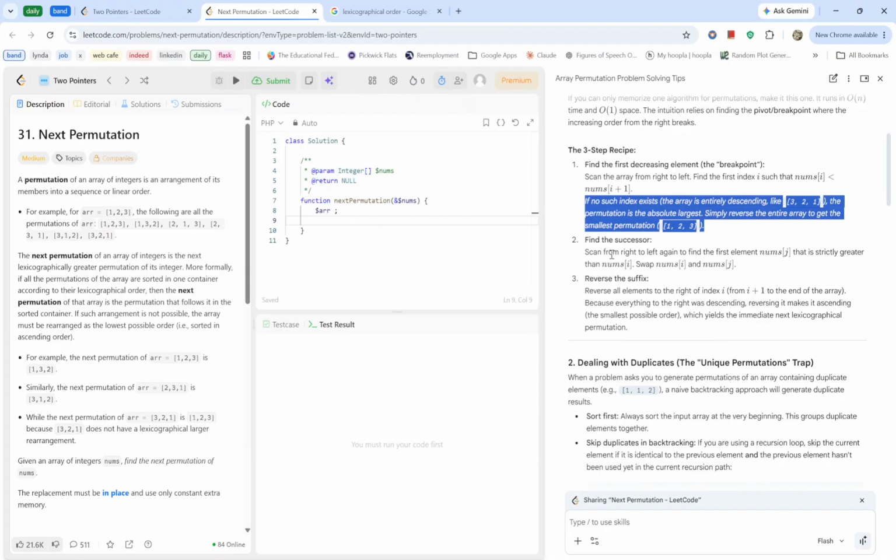Find the successor. Scan from right to left again to find the first element, nums j, that's strictly greater than nums I. Swap nums I and j. Then reverse the suffix. Reverse all elements to the right of index I.